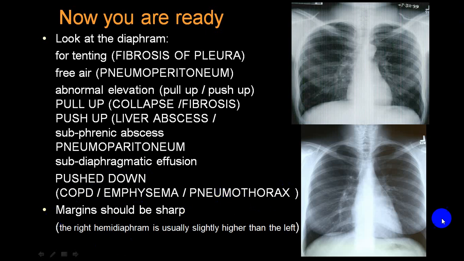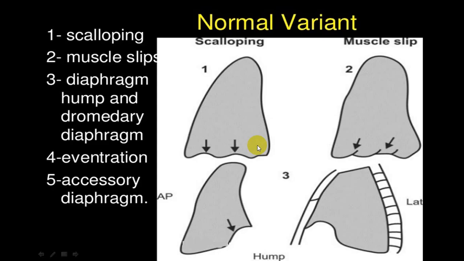Margin should be sharp. All these margins should be sharp. Otherwise the margin will be irregular or tented. Tenting, it is called. It is because of a pull usually, and that is very commonly because of fibrosis. So try to look for all those things. These are different shapes of diaphragm being described. This is scalloping. This is muscle slip. This is called hump. This is called eventration, etc. So try to look for those things.